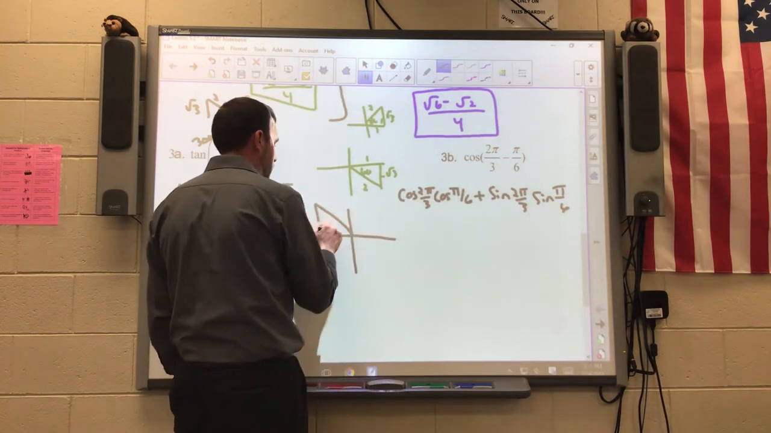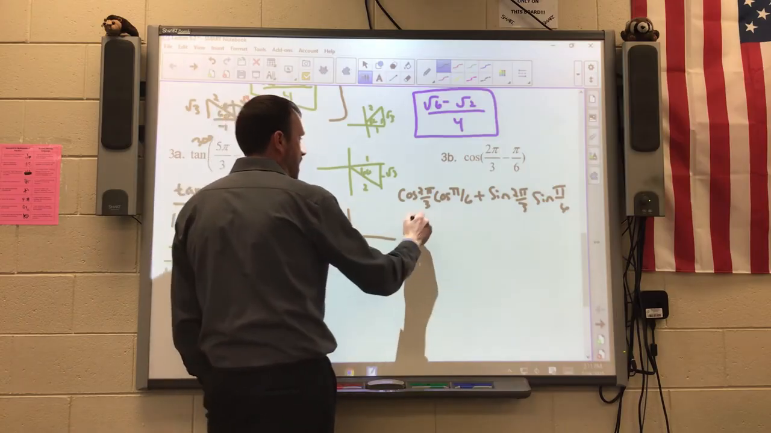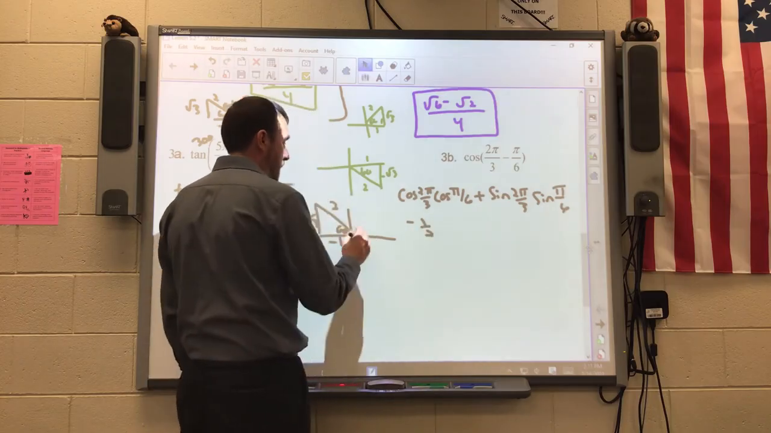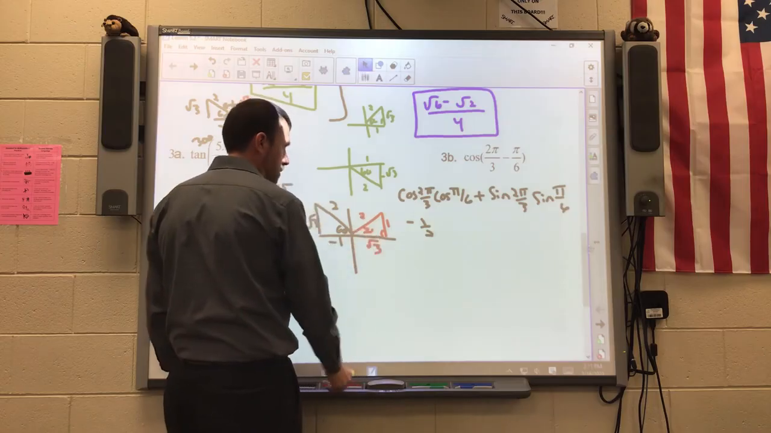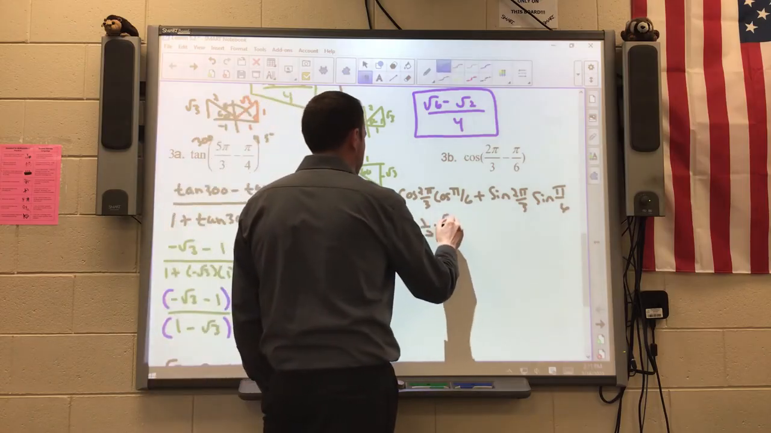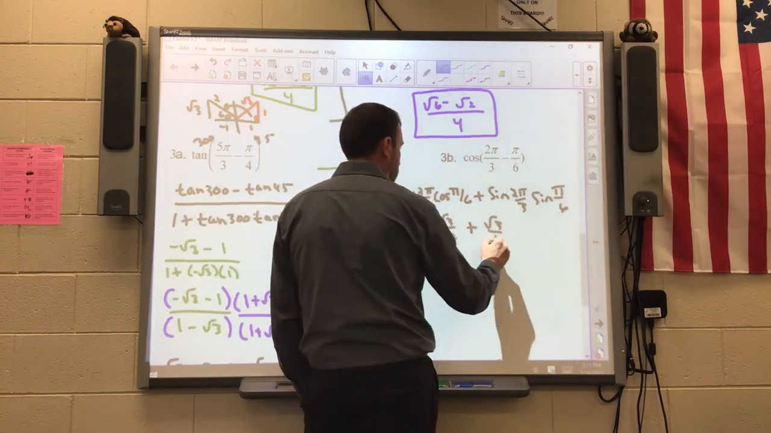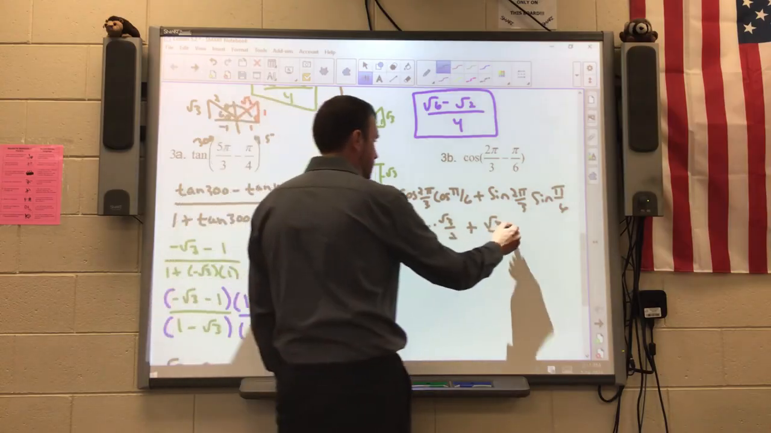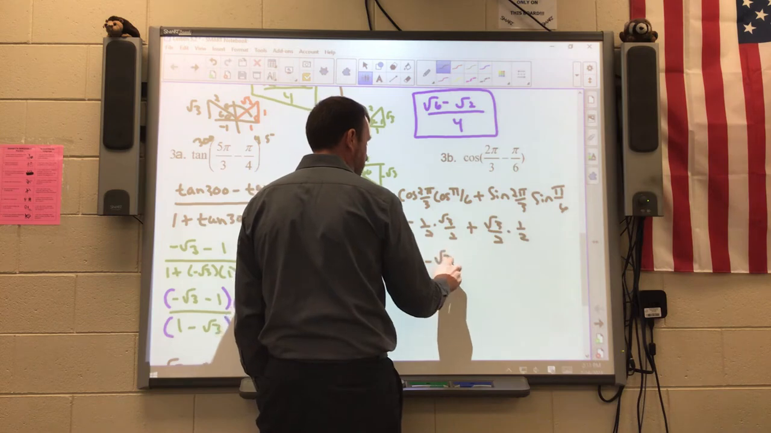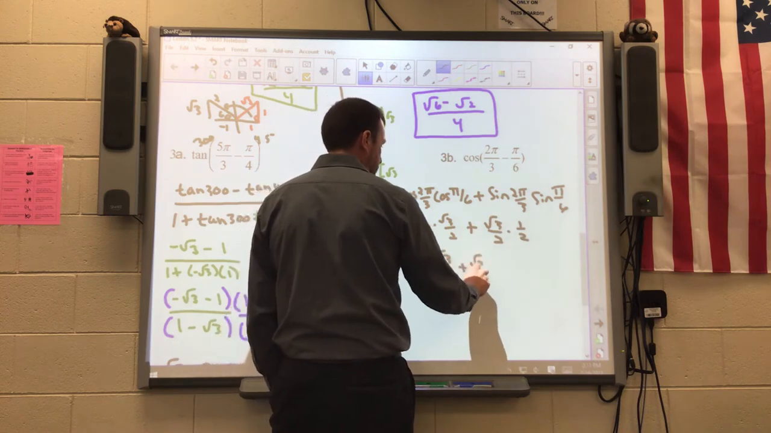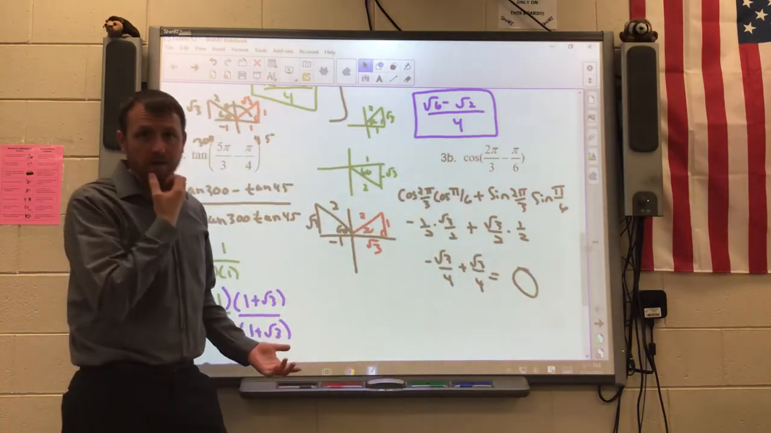2 pi over 3 is 120 degrees. So I'd end up with negative 1/2. I guess pi over 6, that's 30 degrees. So I'd have negative 1/2 times root 3 over 2. Plus the sine of 2 pi over 3 is a positive root 3 over 2. And the sine of pi over 6 is a half. So in this particular case, I end up with negative root 3 over 4 plus positive root 3 over 4. Well, that's just 0. All right.